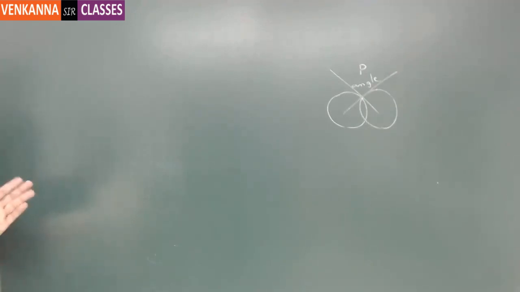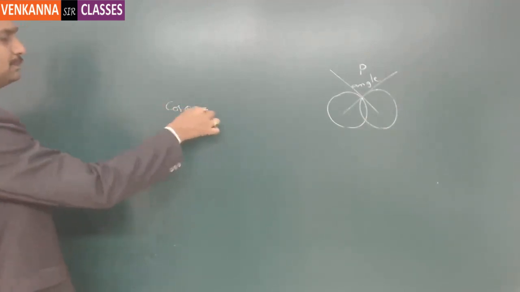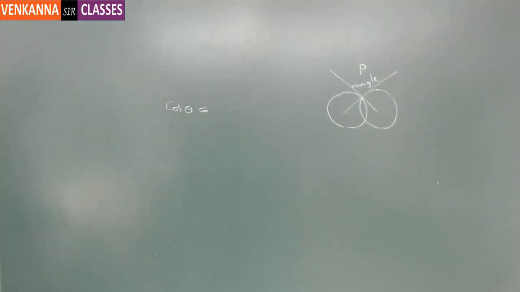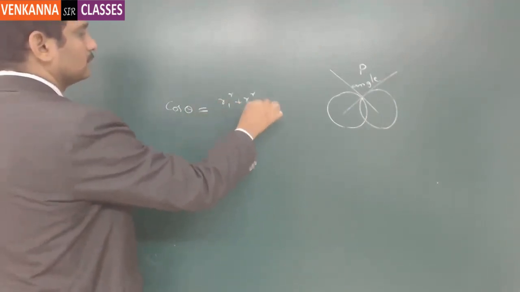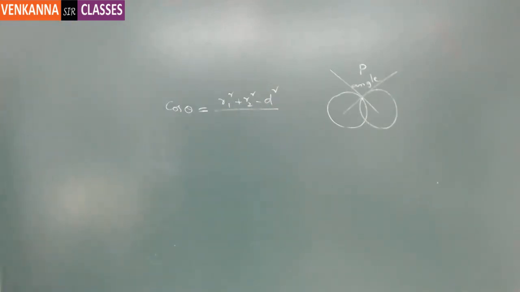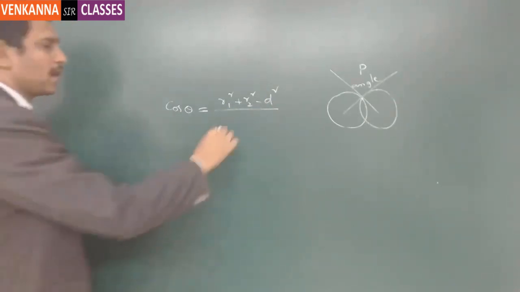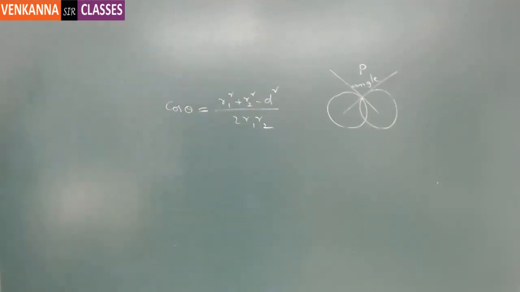And if you say that theta is the angle, then the formula for cos theta is given by (R1 square plus R2 square minus D square) by 2 R1 R2. So please take a note of this formula.